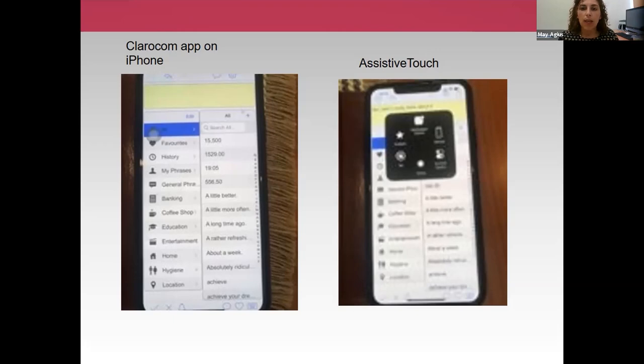She also uses accessibility features available on her iOS, such as Assistive Touch, as the photo is showing on your right-hand side. Through this, she is able to navigate from one app to the other.